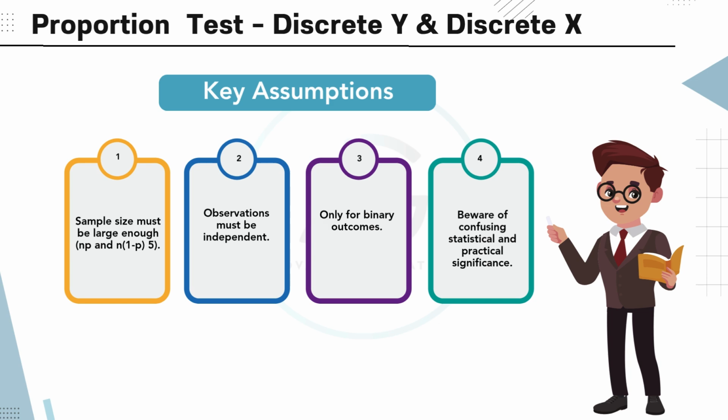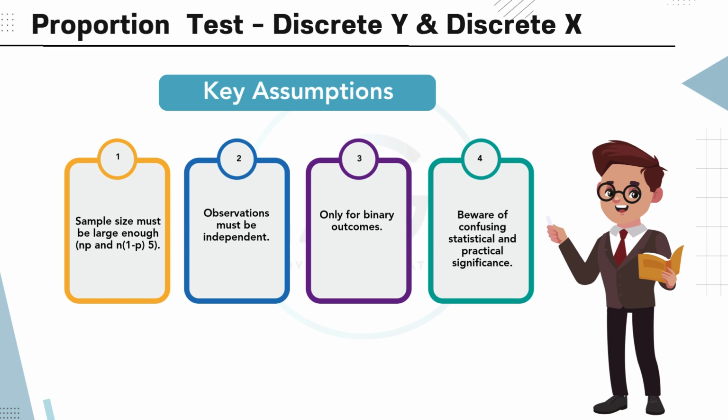2. Observations must be independent. Each data point should not influence another. For example, if you're checking defect rates, one item's result shouldn't depend on another's. Independence is a core assumption in all hypothesis tests. 3. Only for binary outcomes. The test is only valid when the data is binary, such as pass, fail, yes, no, or defective, non-defective. If the response variable has more than 2 categories, this test is not appropriate.